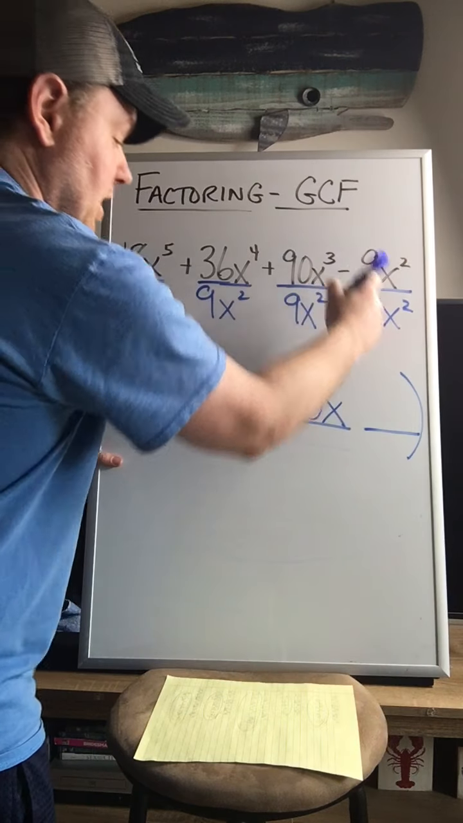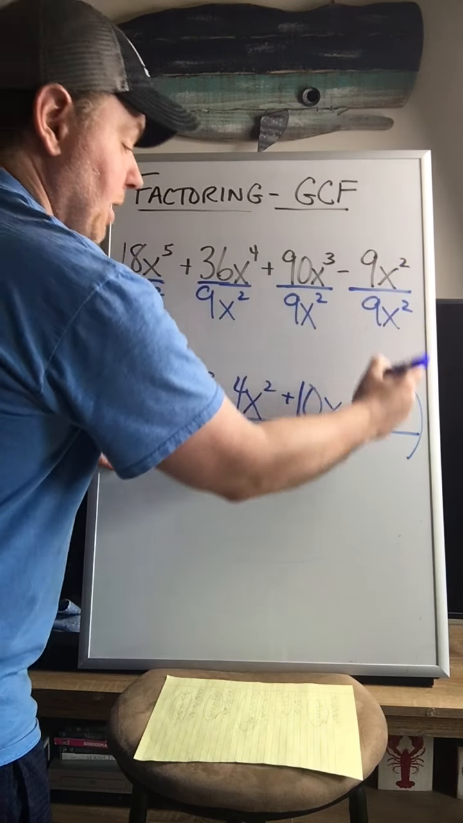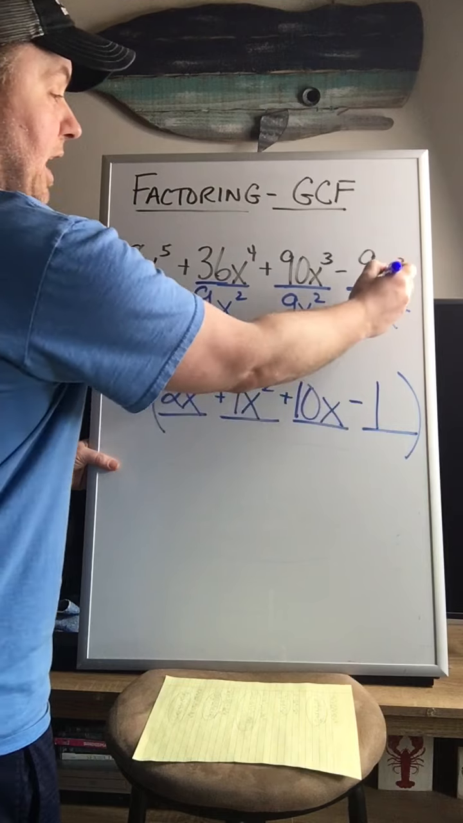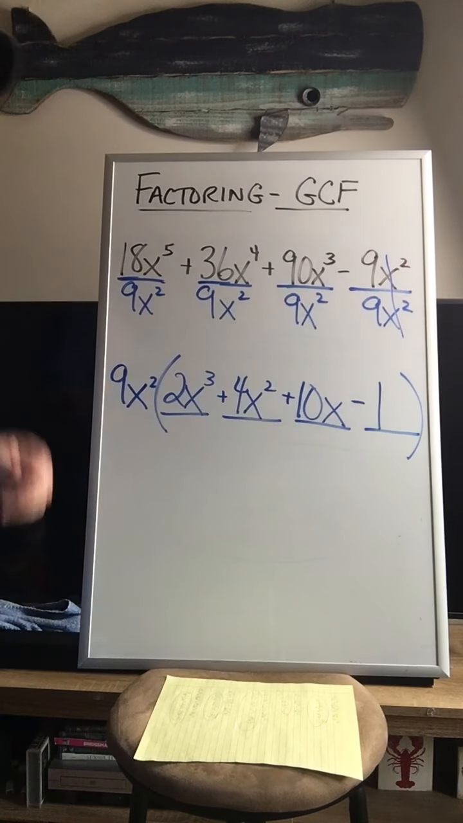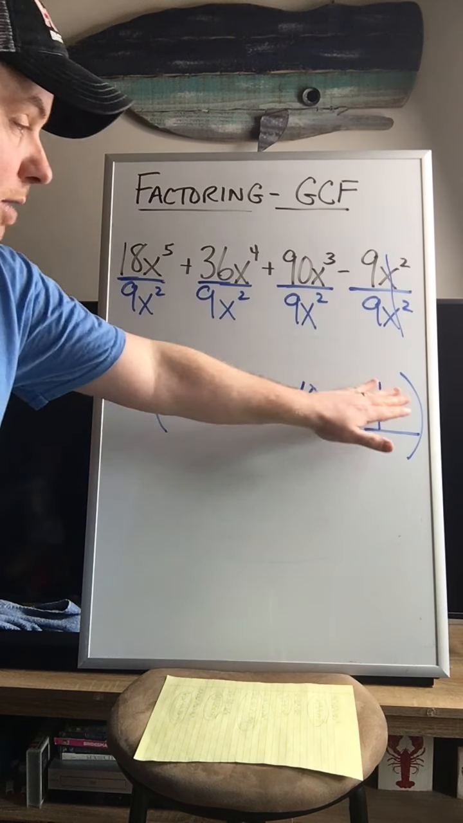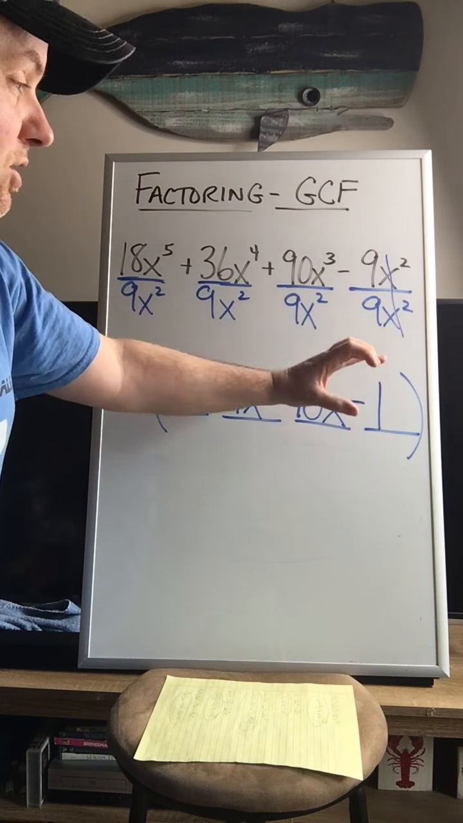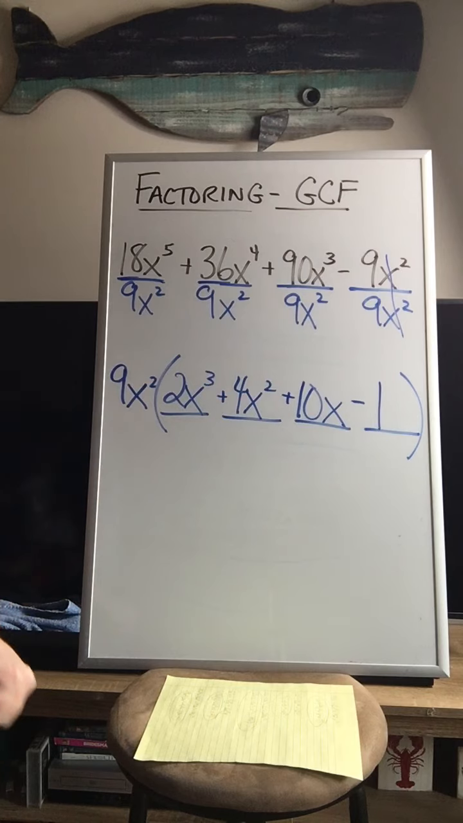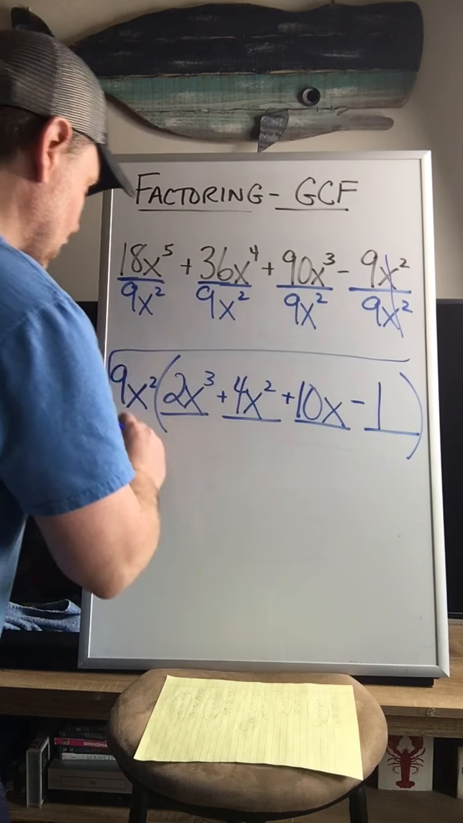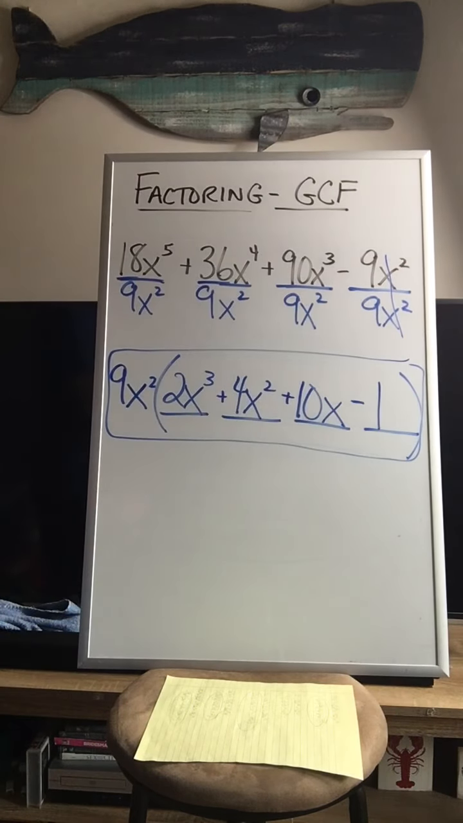And now this last one has a minus in between it. 9 divided by 9 is 1, and then the x to the 2nd divided by the x to the 2nd cancels out completely, so there'll be no variable there. But we still have to put the number 1. Because 9 divided by 9 isn't 0, it's 1. And that's it. That's the answer that you should have gotten. You're going to leave it in that form.